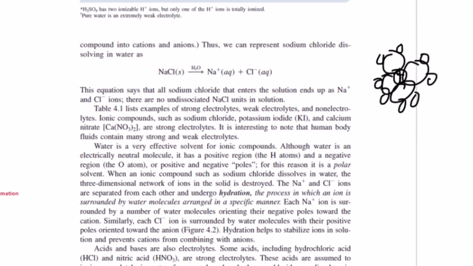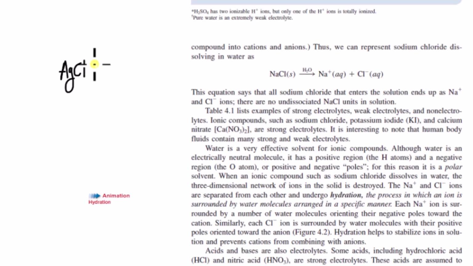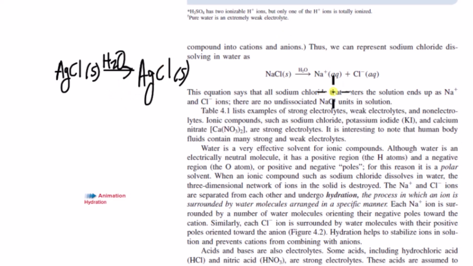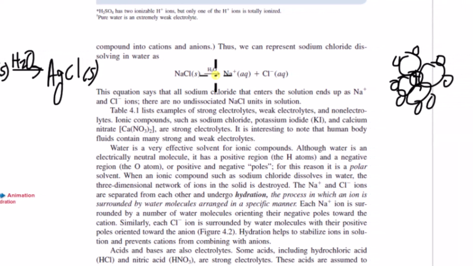So silver chloride, for example, is an insoluble ionic compound. If you put it into water, the result is just silver chloride, solid. Nothing happens. Yes, it's in a water environment now in a certain sense, but it's not dissolved, so you don't put aqueous. Okay, but it's a strong electrolyte, and you indicate that by this arrow that's just pointing in one direction. It's not a double arrow like this.